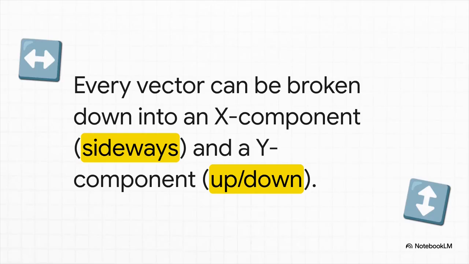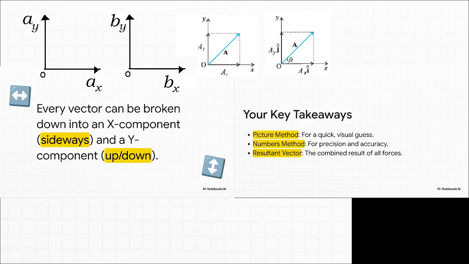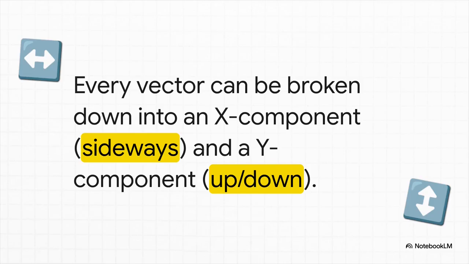So here's the big secret to adding vectors with numbers. You break them down. You can take any arrow, any vector pointing in some diagonal direction and describe it as a combination of two simpler parts. One part that goes purely left or right, we call that the x component, and one part that goes purely up or down, the y component.